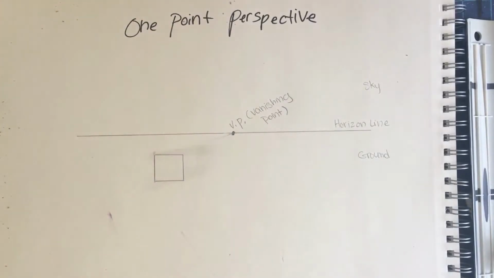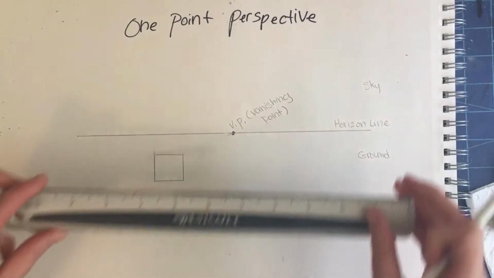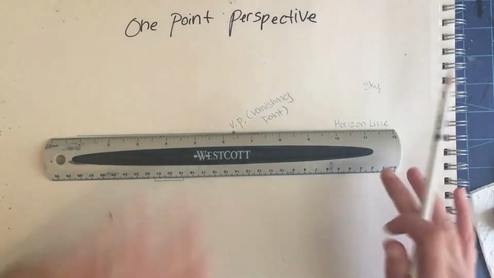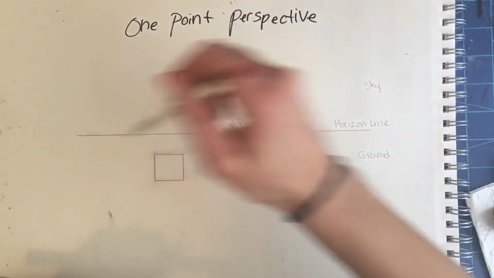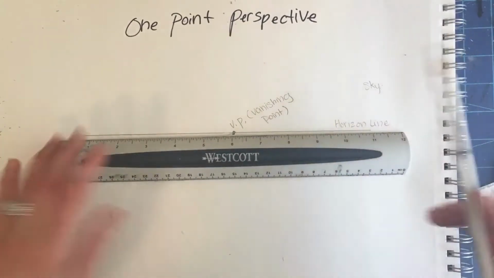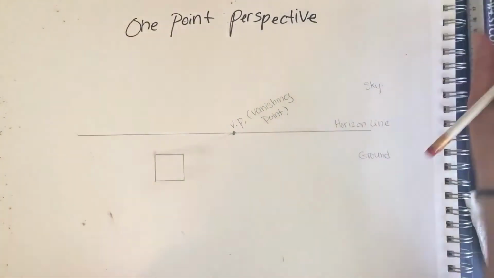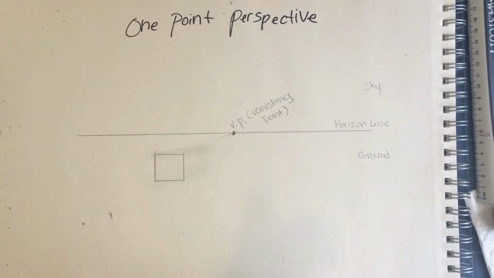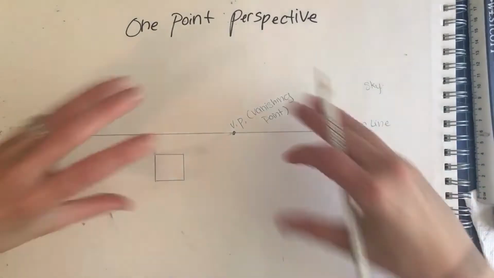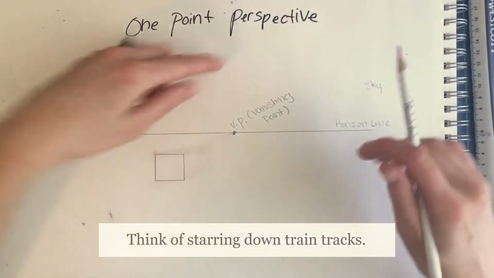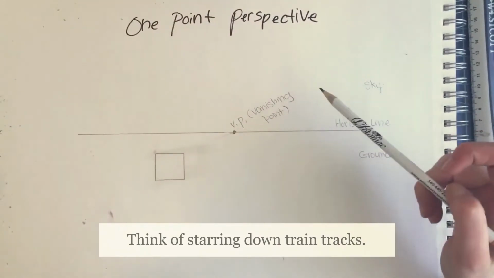Alright, so we're going to be doing 1 point perspective. You're going to draw a horizon line using your ruler. A horizon line is where the sky and the ground meet, so it's a horizontal line, and then you're going to create a VP, which is a vanishing point, on that horizon line. Vanishing point is called the vanishing point because everything that goes to that point gets smaller and will eventually vanish when we are creating perspectives.